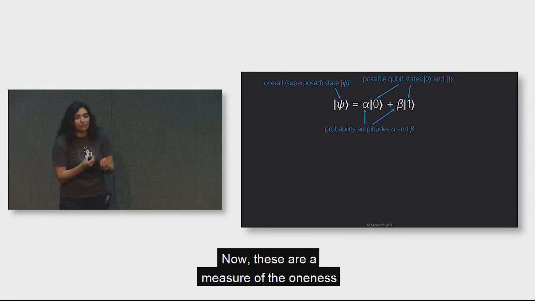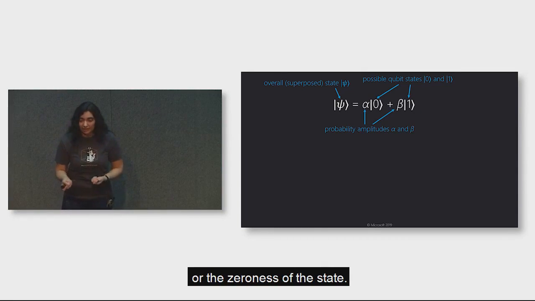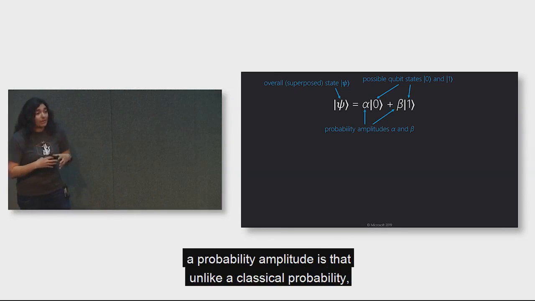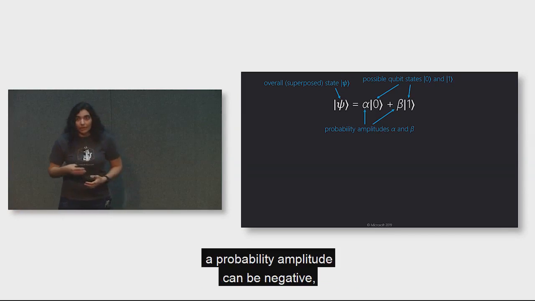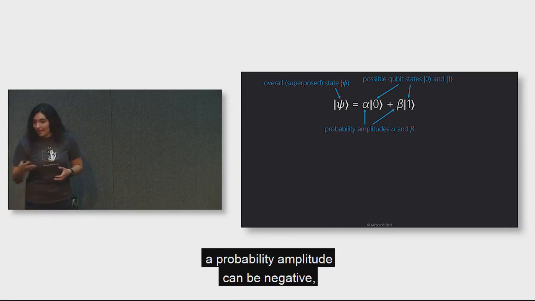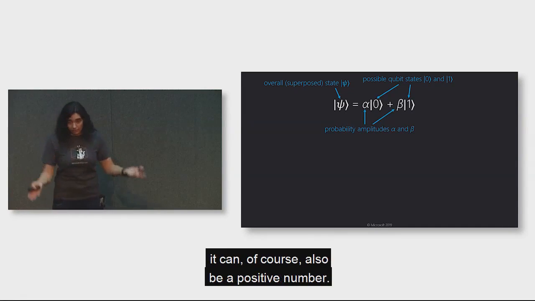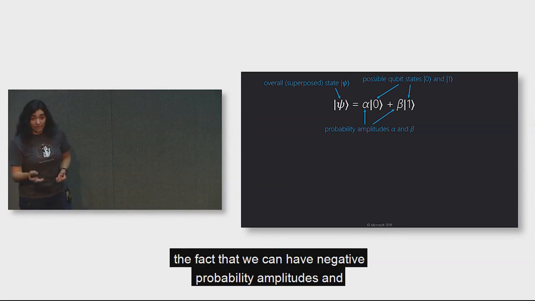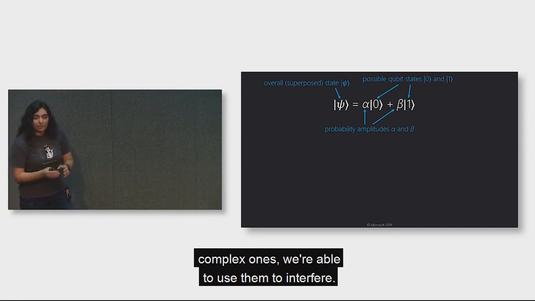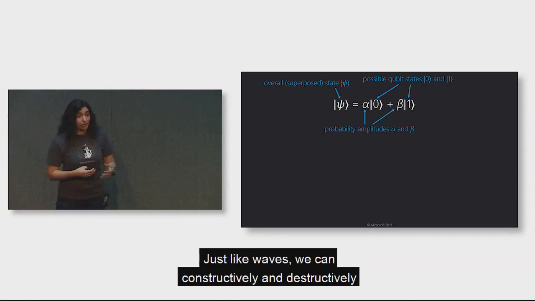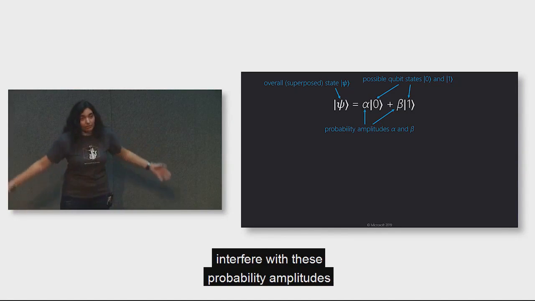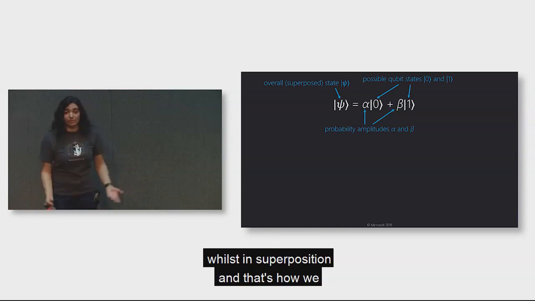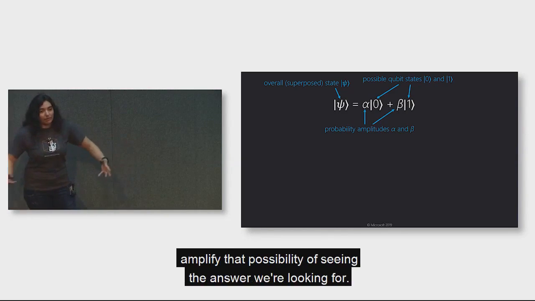Now, these are a measure of the oneness or the zeroness of the state. The really important thing to know about a probability amplitude is that unlike a classical probability, which must be a positive number, a probability amplitude can be negative, it can be complex, it can, of course, also be a positive number. But because of this nuance, the fact that we can have negative probability amplitudes and complex ones, we're able to use them to interfere. Just like waves, we can constructively and destructively interfere with these probability amplitudes whilst in superposition. And that's how we amplify that possibility of seeing the answer we're looking for.